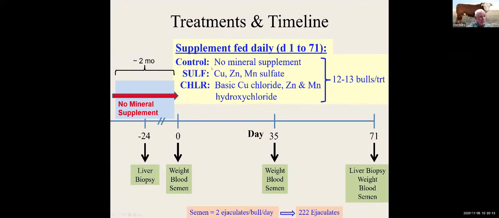Treatments consisted of no mineral supplement for the continuation of that period, sulfated minerals, copper, zinc, and manganese sulfate, or the chloride-based minerals, basic copper chloride, zinc, and manganese hydroxychloride that come from Intellibond, the Micronutrients minerals. There were 12 to 13 bulls per treatment. We did have a mid-test semen collection, blood and weight collection on these bulls, and then we conducted a liver biopsy again at the end of the study.